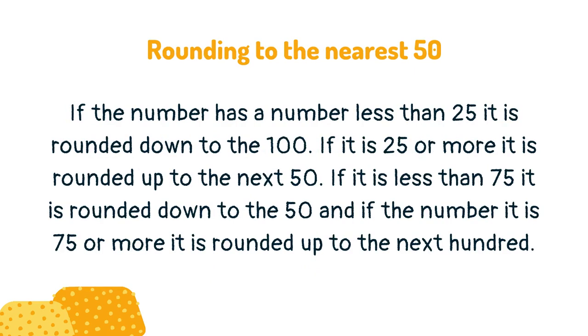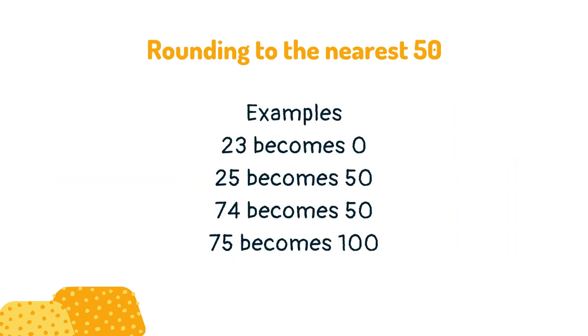If the number has a number less than 25, it is rounded down to the 100. If it is 25 or more, it is rounded up to the next 50. If it is less than 75, it is rounded down to the 50, and if the number is 75 or more, it is rounded up to the next 100. Examples of rounding to the nearest: 5023, 5025, 5074, 5075 becomes 100.